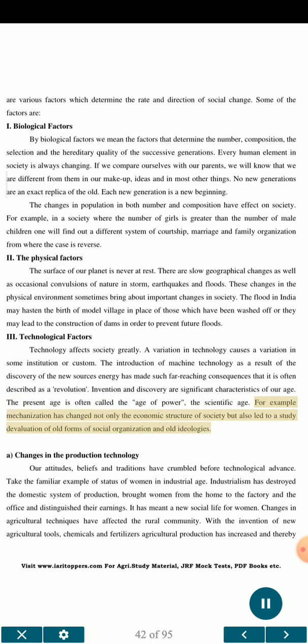For example, mechanization has changed not only the economic structure of society but also led to a studied evaluation of old forms of social organization and old ideologies. 8. Changes in the production technology. Our attitudes, beliefs and traditions have crumbled before technological advance.